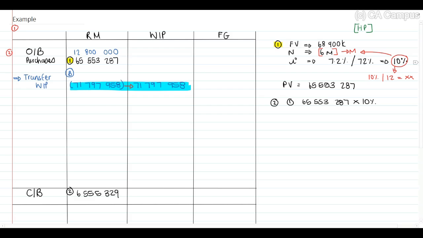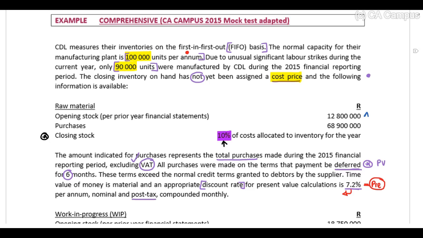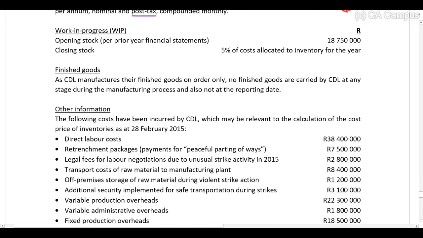Now let's refer back to the information provided. Let's tick off that we've used that amount. We have calculated the present value. Now let's work through our work in progress. Opening stock is an amount of 18,750,000. Immediately we include this in our template.